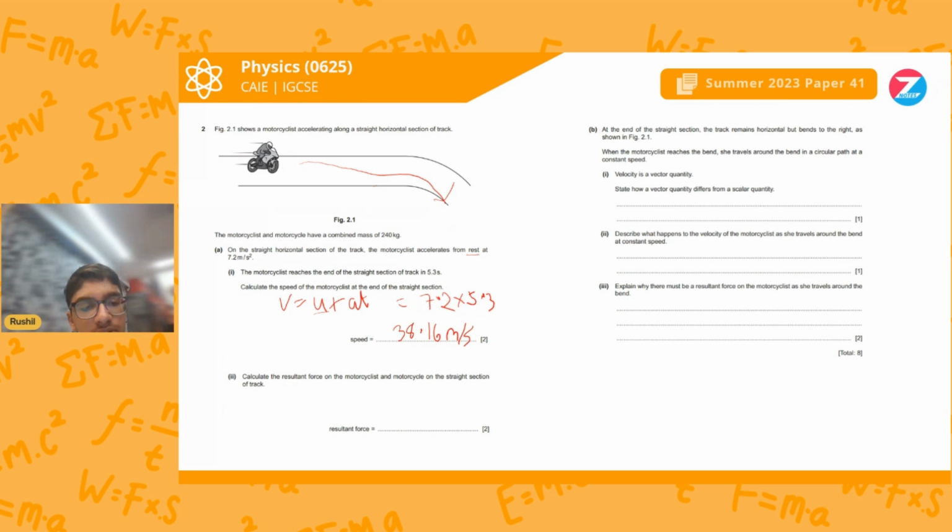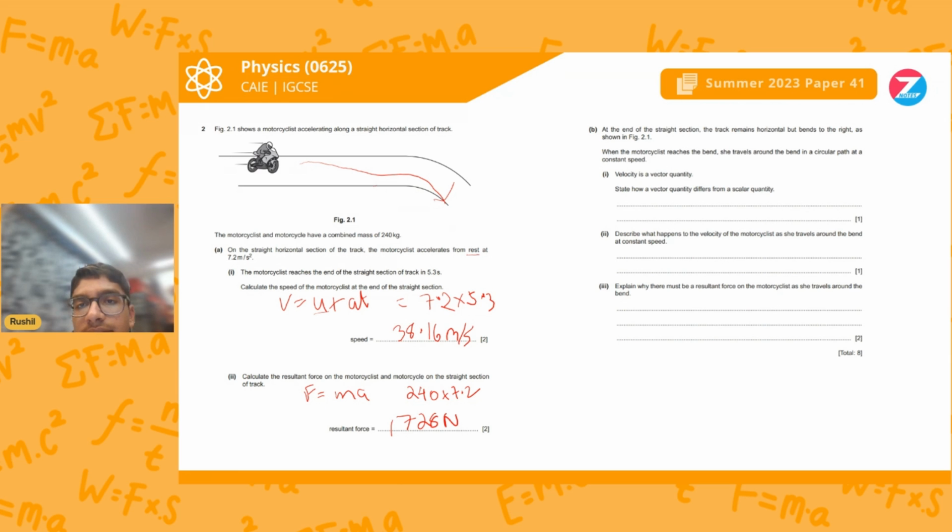Now, calculate the resultant force on the motorcyclist and motorcycle on the straight section of the track. As we know, force is equal to ma, which is mass into acceleration. Here the mass is 240 kg, acceleration is 7.2. So the answer is 240 into 7.2 equal to 1728 Newton.